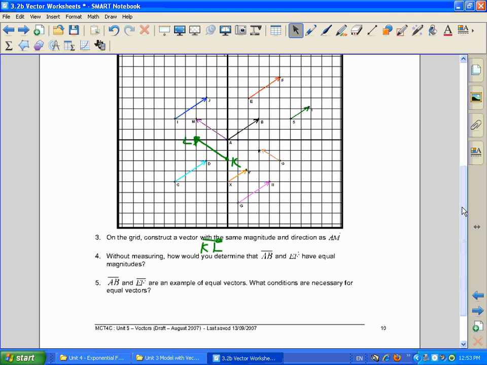Question 4. Without measuring, how would you determine that AB and AC have equal magnitudes? Well, without taking a measuring tape out, you would take a look and see if it has the same units of rise and run. So the same rise and run combination, the same units as the rise and the same units as the run.